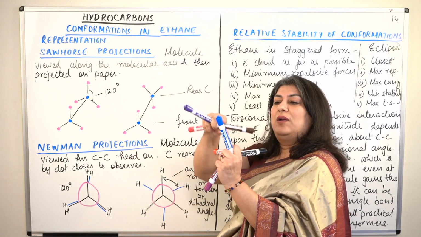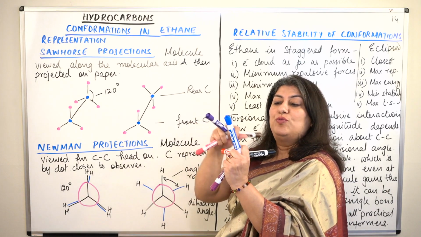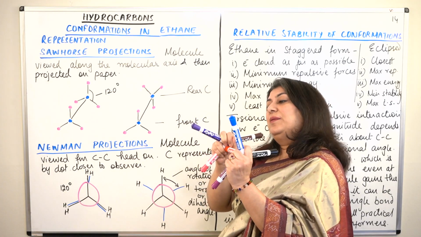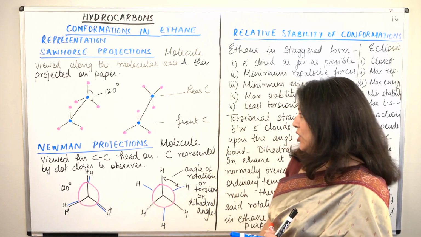Here the bond in the back is exactly in the middle of the angle formed between these 2 bonds. So that is exactly in the middle. That is when you get the other extreme conformation, which is the staggered conformation.